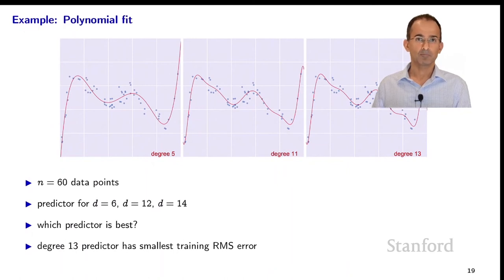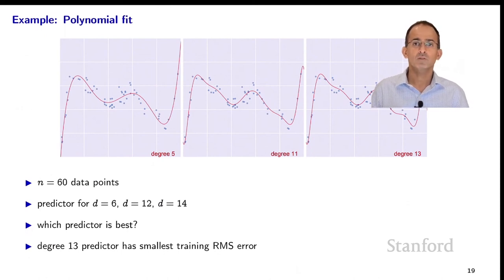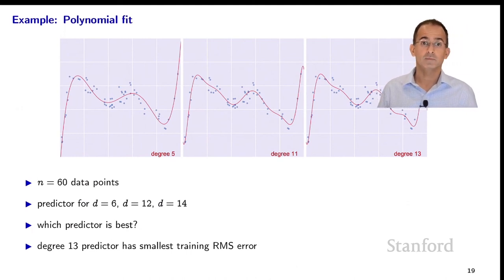And here's the kind of thing that we see. Here we have 60 data points, and we are looking at the predictors with d is equal to 6 on the left, in the middle d is equal to 12, and on the right d is equal to 14. So these are degree 5, degree 11, and degree 13 polynomial fits of the data. Now, if we look at the RMS error, the one that has the smallest RMS error is the degree 13 plot. And that's not surprising at all. For the same reason the cubic did better than the quadratic in the previous example, the degree 13 has to do better than the degree 11, which has to do better than the degree 5, against the training data.